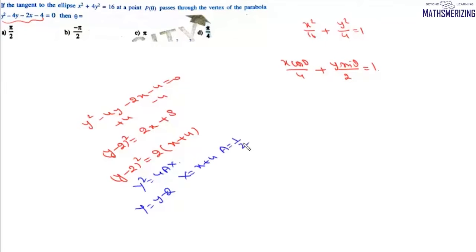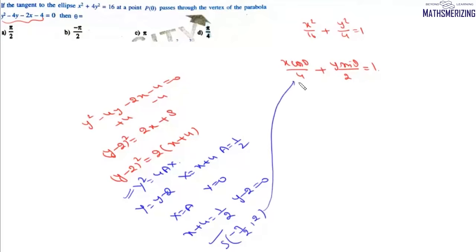Now for this form, its focus is at a comma 0. So capital X equals a, capital Y equals 0. So x plus 4 is equal to 1 by 2, and y minus 2 equals to 0. So the value of x will be minus 7 by 2, and the value of y is 2. So the focus of this parabola is at minus 7 by 2 comma 2. So this tangent will pass through this focus.